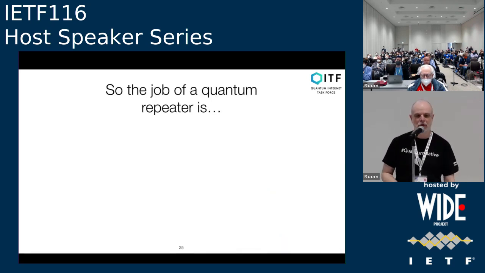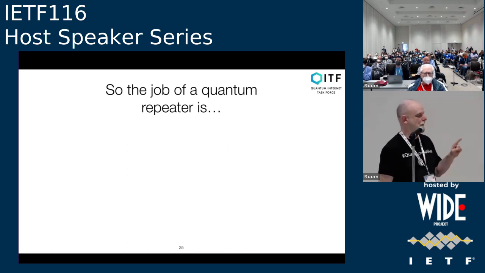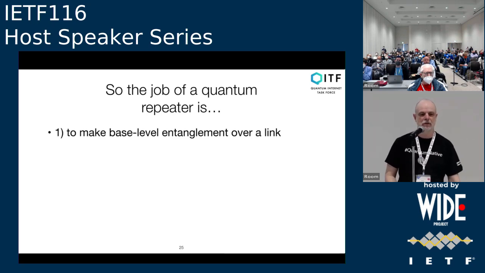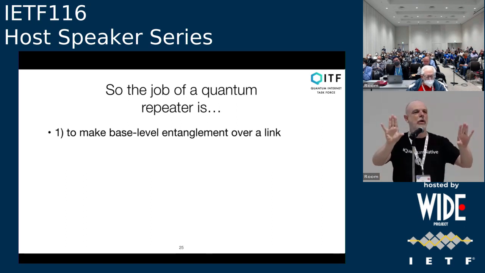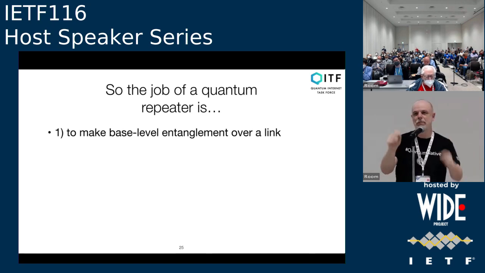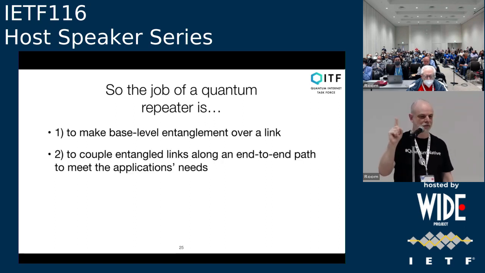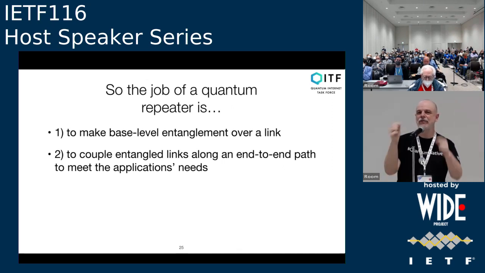Next slide, please. So if that's the job of the quantum repeater network, then the job of an individual quantum repeater is, first, to make base level entanglement over a link. So you've got a fiber and you've got a couple of what are called quantum repeaters at the ends of this fiber, and their job is to make entanglement that covers one hop. Next. The second thing you have to do, once you have a set of these one hop entanglements along this path, is couple them together to create the end-to-end entanglement that's going to be used by the applications at the end nodes.